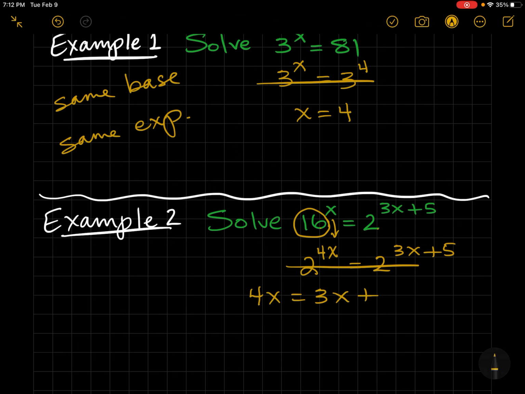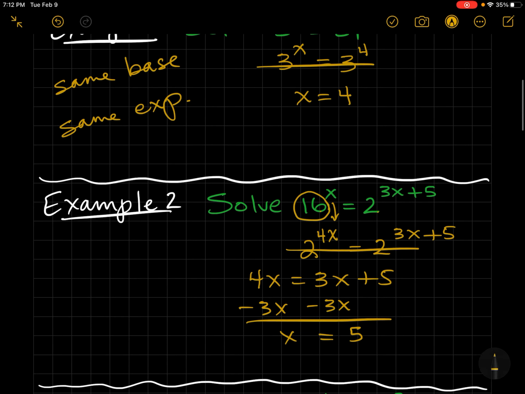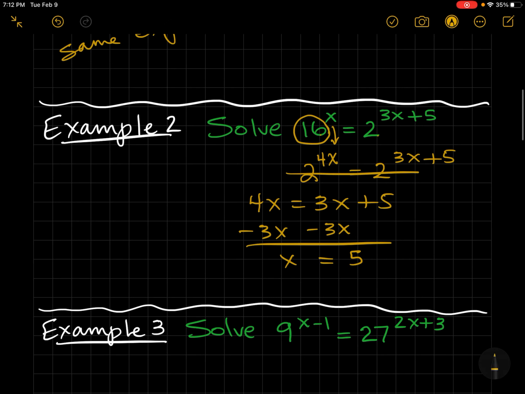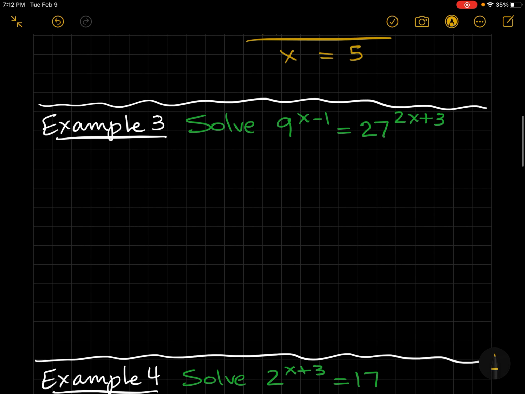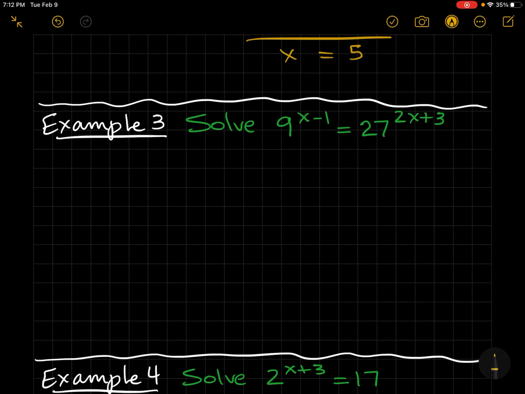And now I need to solve. And x equals 5. We could double check our work, but exponential equations do not have extraneous solutions. Let's go to example 3. Why don't you give this one a try on your own? Go ahead and pause.